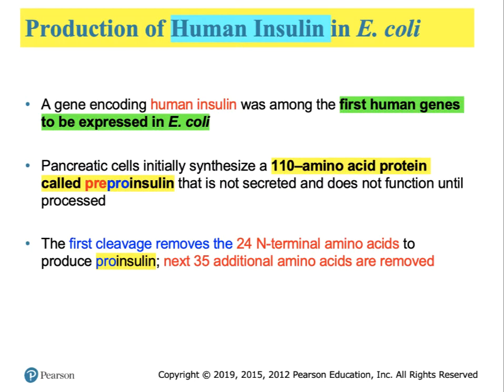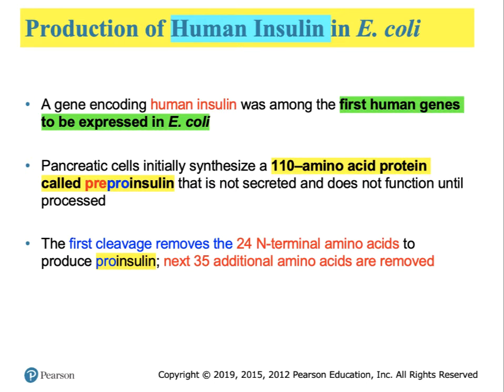The textbook uses the example of human insulin production in E. coli bacteria. So the gene for human insulin was one of the first to be isolated and then tested inside bacteria in these genetic engineering experiments in the early 1980s.